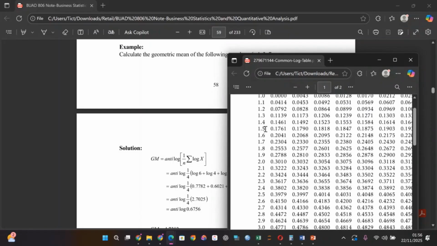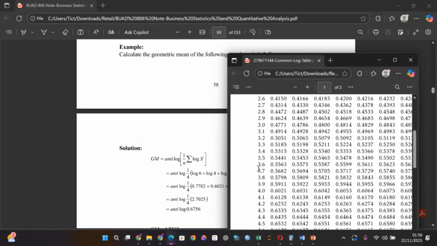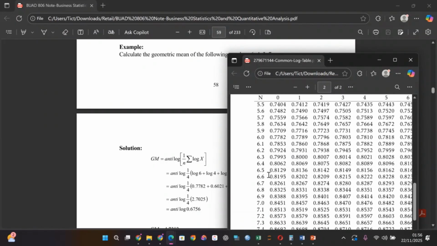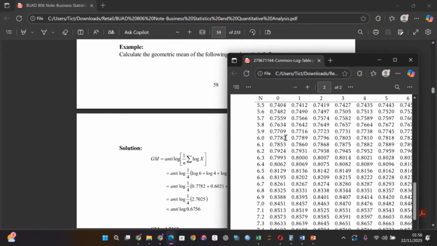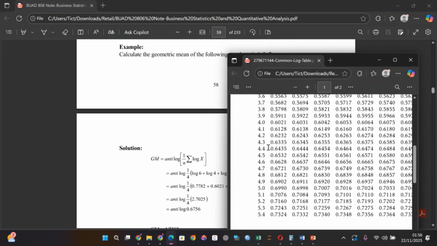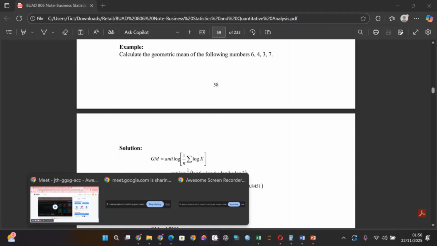Now on this table, log 6 is supposed to be 6.0. If I check log 6.0, it will give me 0.7782. That is under 0 here. This is log 4 now. If I check log 4, if I go back to 4.0, it will give me this value. Can you see? It will give me this value that was on the table.